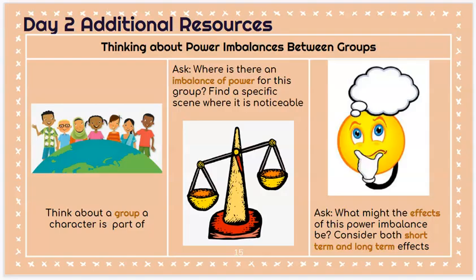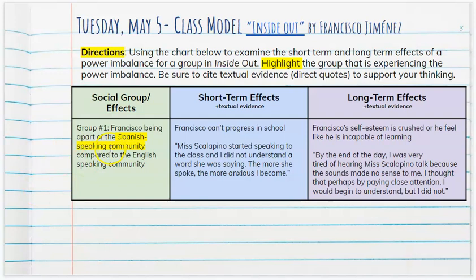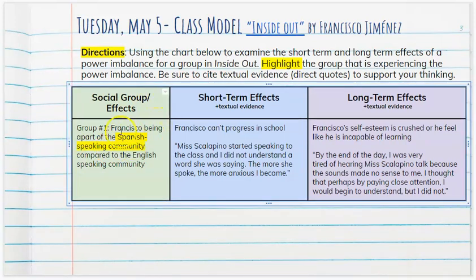So now we're going to think about a group that a character is a part of. And when we think about Francisco and what he's going through, we know that he comes from the Hispanic community, and we know that he speaks Spanish and he's extremely fluent in Spanish. But when he's at school, the teacher's speaking English. So right here, the social group and the effects, we know that this group that Francisco is a part of is the Spanish-speaking community, and he's being compared to the English-speaking community. And what we're going to do is highlight the group that is experiencing the power imbalance.